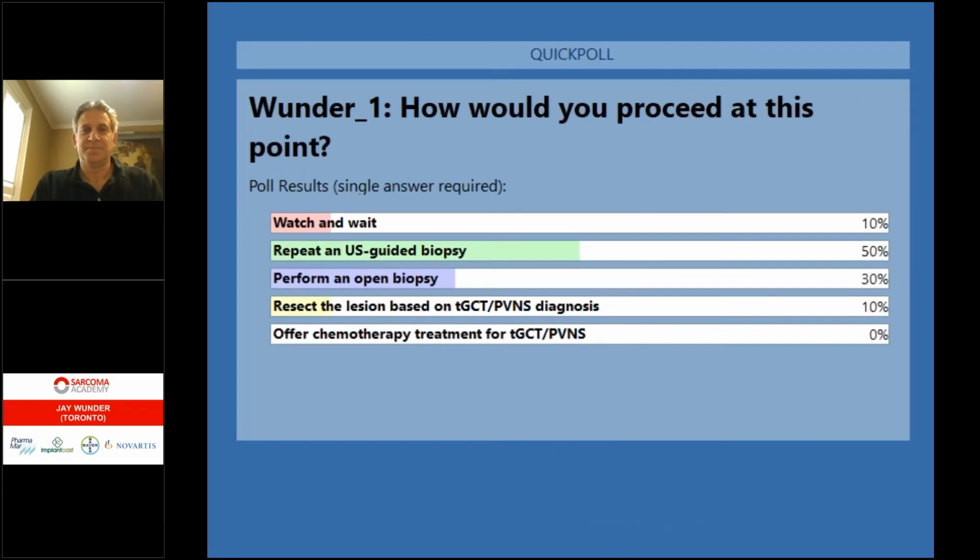So we have 50% for repeat an ultrasound-guided biopsy, 30% for perform an open biopsy, and 10% for watch and wait, and for resect the lesion based on TGCT PVNS diagnosis, and nothing for chemotherapy treatment.